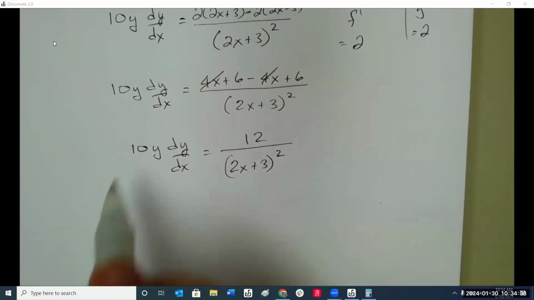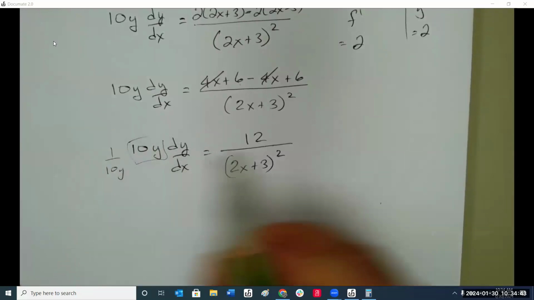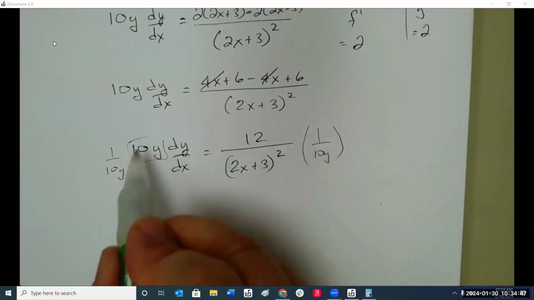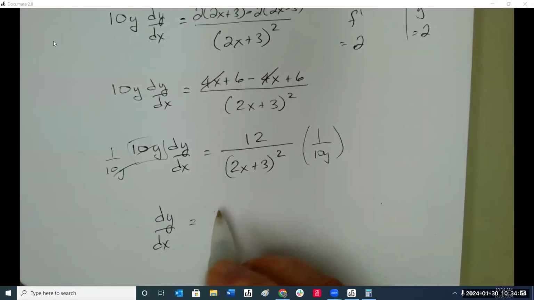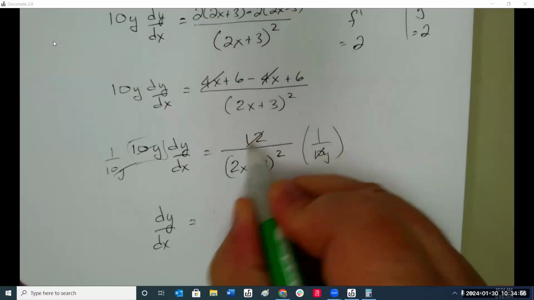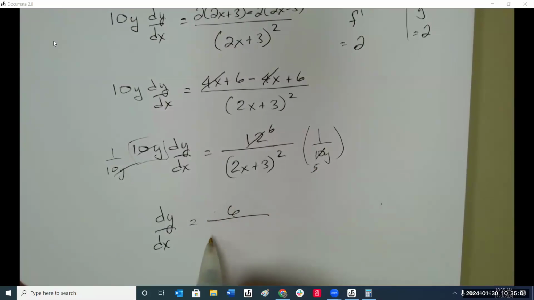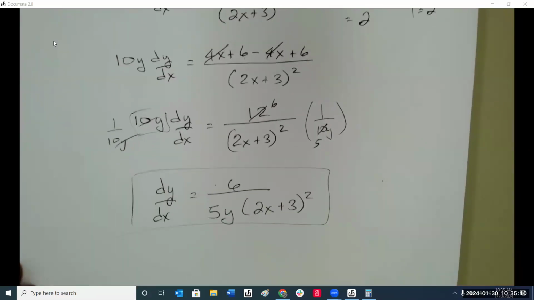Last step, we have to get rid of 10y. So we divide both sides by 10y. The 10 and 12 can simplify. So we have 6 over 5y times (2x plus 3). There's your derivative.